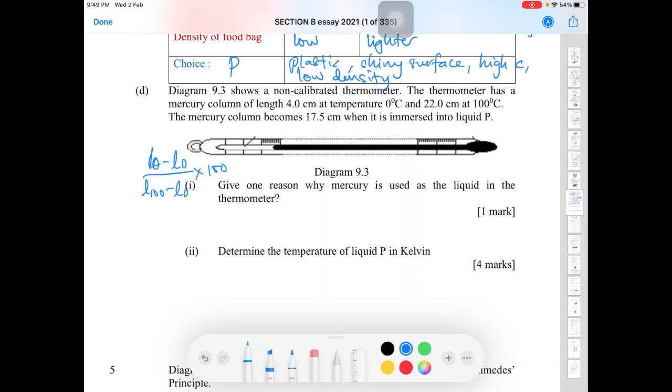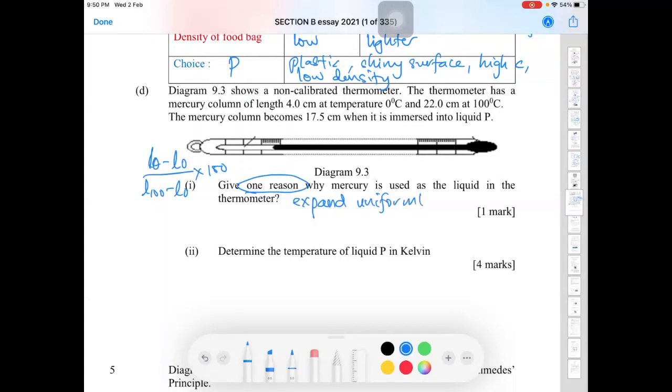Alright, so give one reason why mercury is used as the liquid in the thermometer. So kita guna mercury in our thermometer. Why? So dia nak one reason. Jadi selalunya kita guna mercury because mercury expand uniformly.